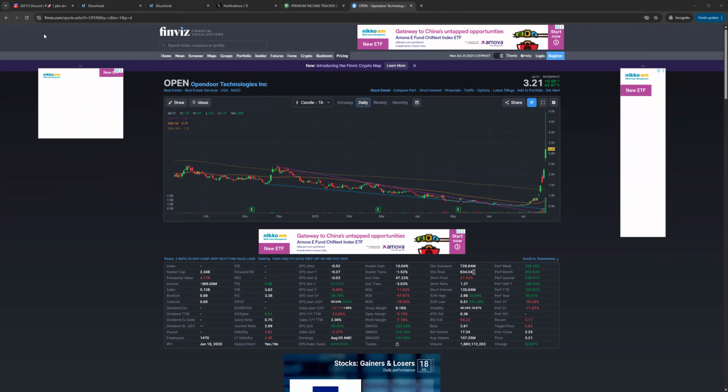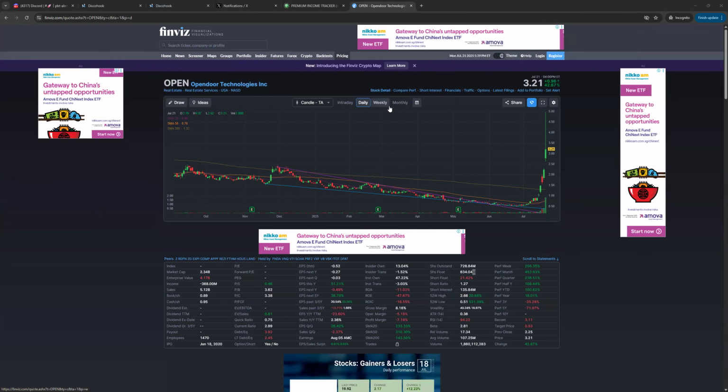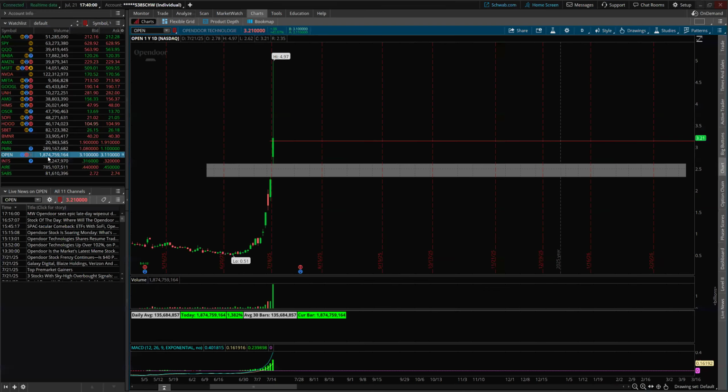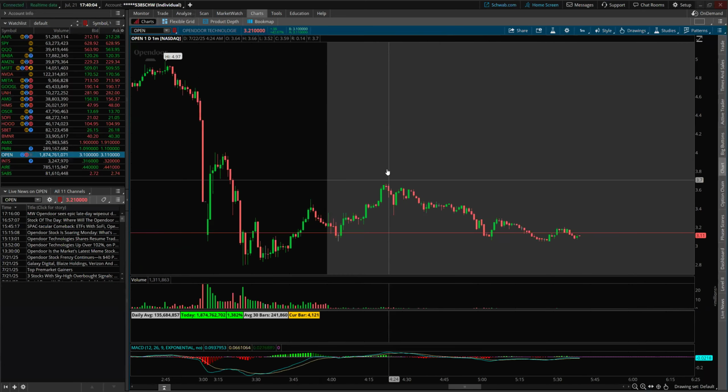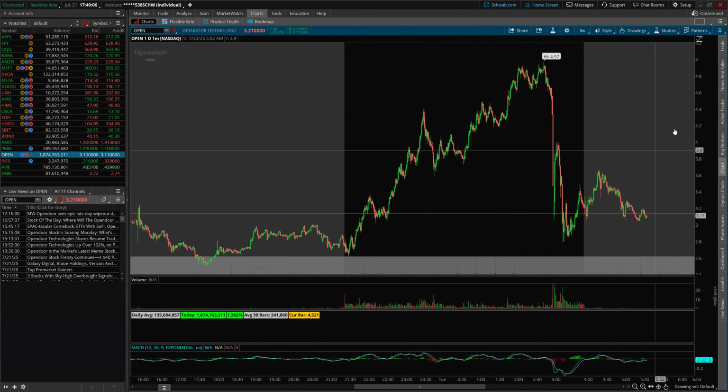Being such a heavy float means the price shouldn't be moving like that, right? It should not be moving like that unless there is a heavy amount of volume, which is what this ticker had today. 1.8 billion shares. You guys know how much money that is? That's a billion in money flow inside this ticker today.